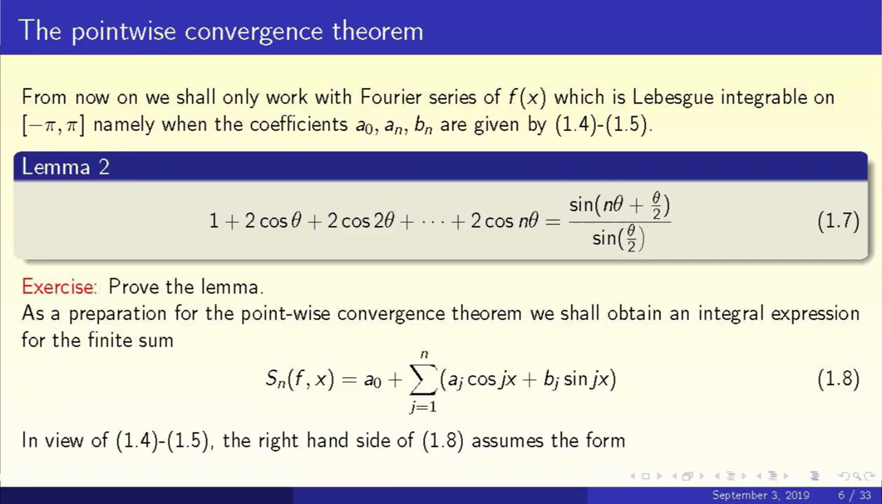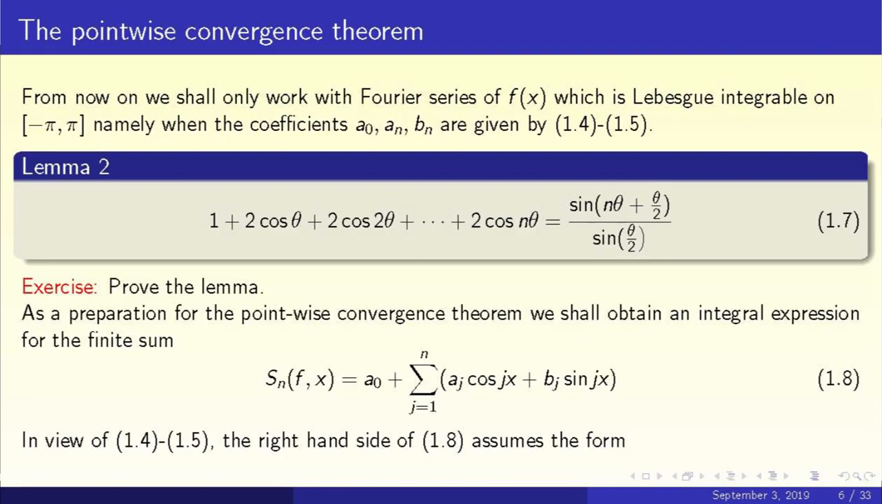The first preparatory lemma is on the slide now, lemma 2. Lemma 2 is an elementary exercise in trigonometry. It says 1 plus 2 cos theta plus 2 cos 2 theta plus dot dot dot plus 2 cos n theta is given by the ratio sine of n theta plus theta by 2 divided by sine theta by 2. The first exercise for you in this course is to prove this lemma.